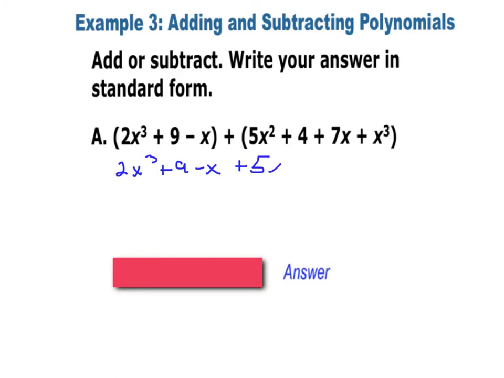Then I have 5x to the second plus 4 plus 7x plus x to the third power. Now, what I'm going to encourage you to do is code them by drawing little lines under each degreed term. Now, this is a degree 3 on that term. And look across here, do I see any other degree 3? Yes, I do right there.